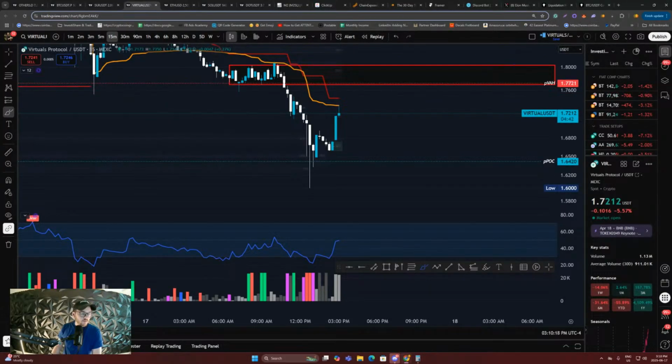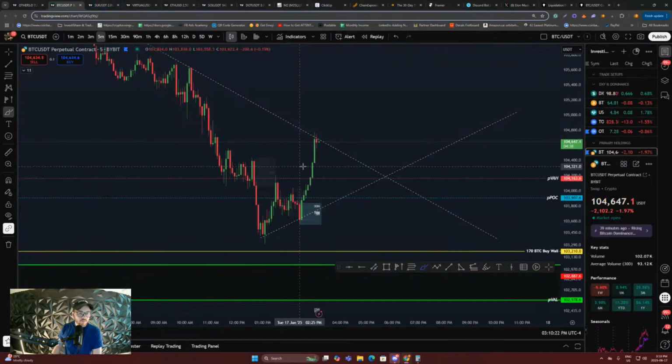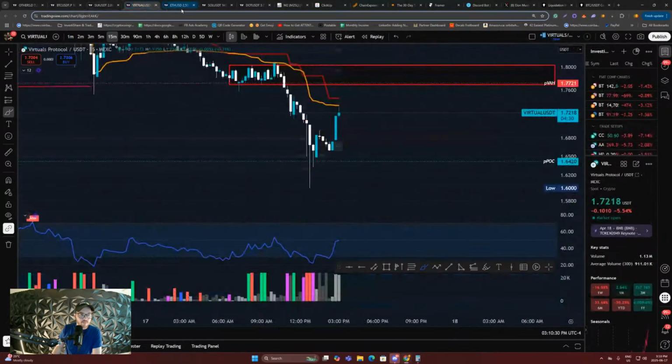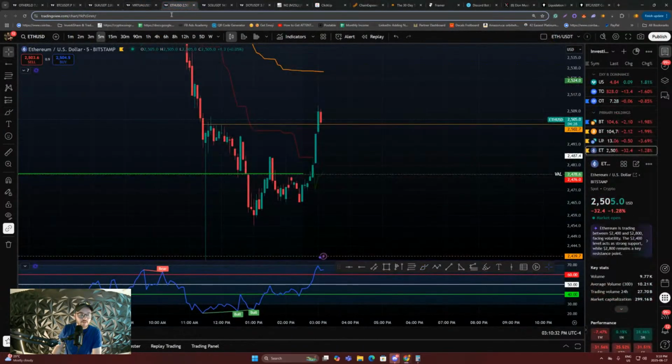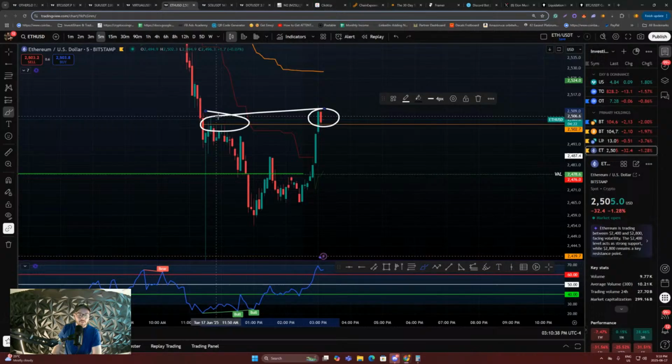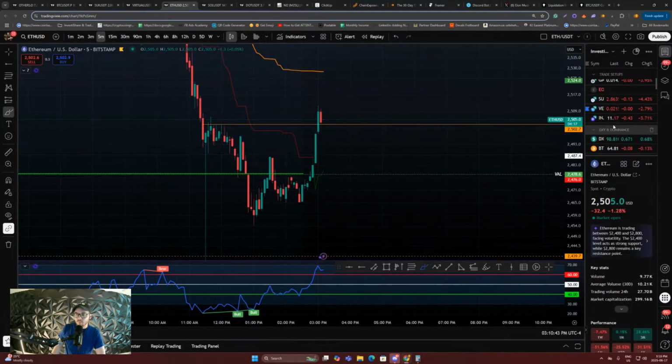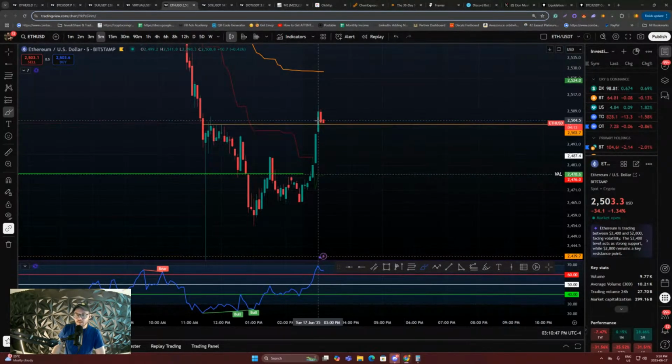All right, SUI. We looked at SUI already. Bitcoin, we're hoping for a pullback. SUI's got some relative weakness. We might reach our way up here before coming down. Virtuals, that's a little scary stuff. Ethereum, we broke past the supply concern. Let's see if we get a pullback on Ethereum. Interesting. Okay.